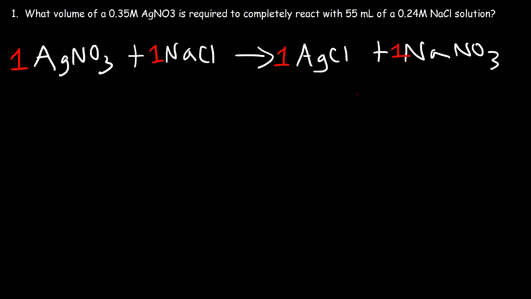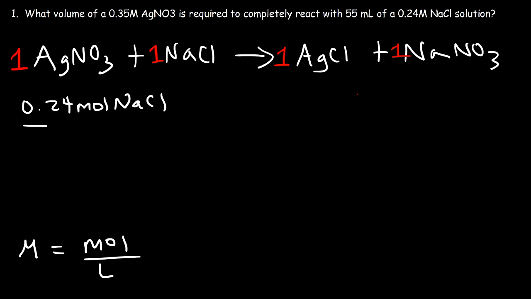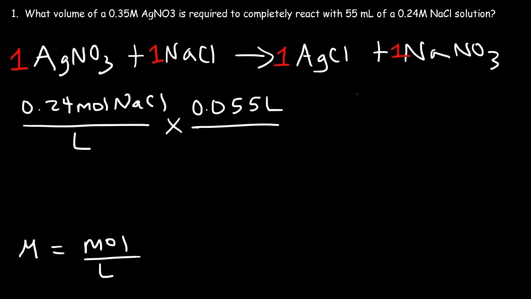Now, how can we use this information to find the volume of silver nitrate? If you want to find the volume of silver nitrate, start with the other substance, sodium chloride. Keep in mind, molarity can be represented as moles per liter, which is what I'm going to do here. So a 0.24 molar solution means that there's 0.24 moles of sodium chloride per 1 liter of solution. Now let's multiply by the volume. We need to convert 55 milliliters into liters. To do that, simply divide 55 by 1,000. So that's going to be 0.055 liters.